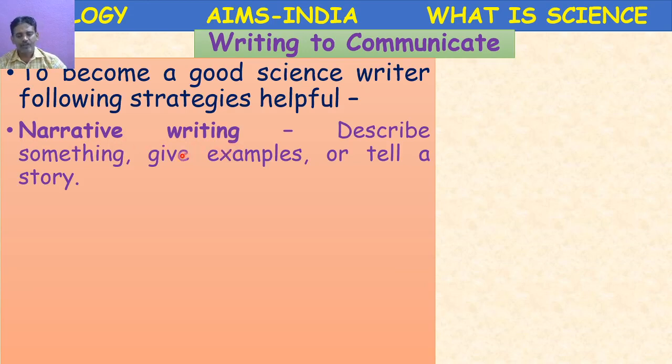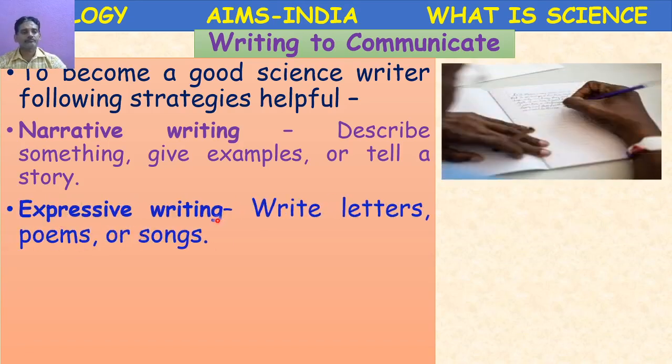So in the informative writing, you have to tell how to do an experiment. Now in narrative writing, describe something, give examples or tell a story. So how to do? You have to describe and give examples or frame a short story and tell a story. Okay.